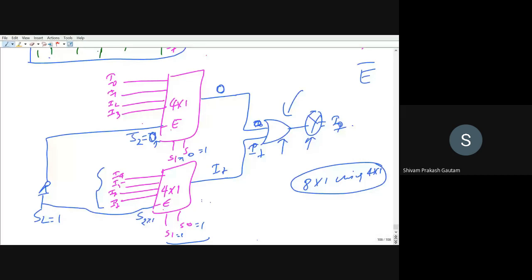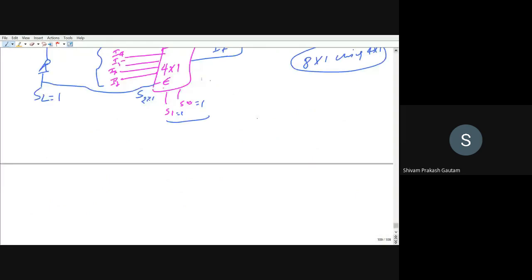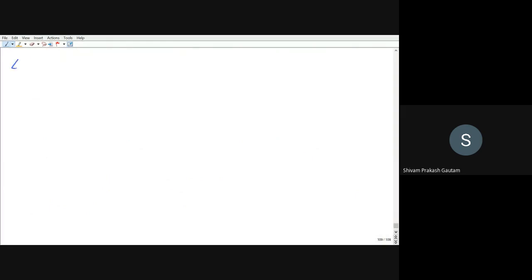Okay, so 5 minutes is there, so let me just complete the demultiplexer as well. Then this topic will be completed. So next is demultiplexer. In short, it is called demux. It is just the opposite of mux.